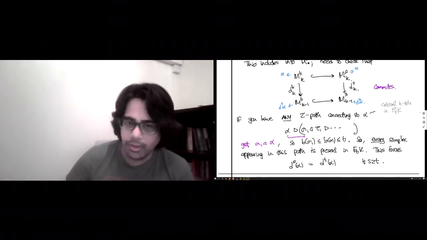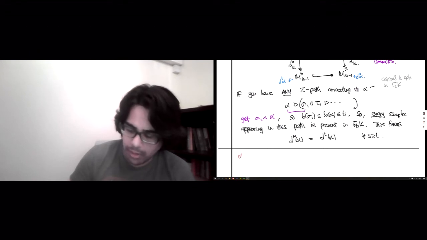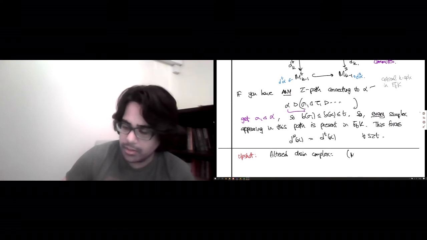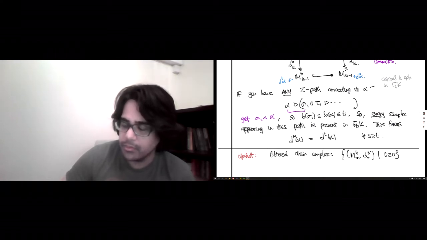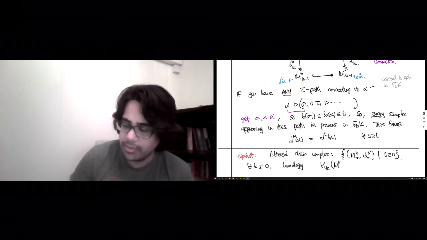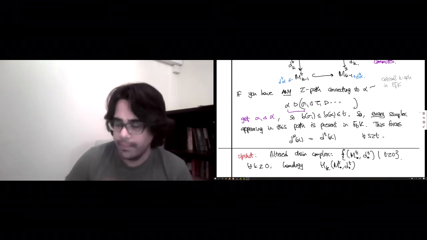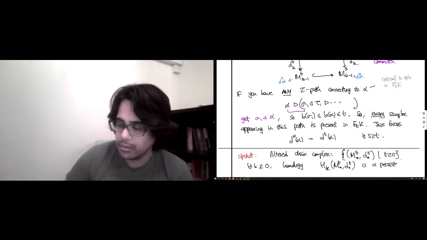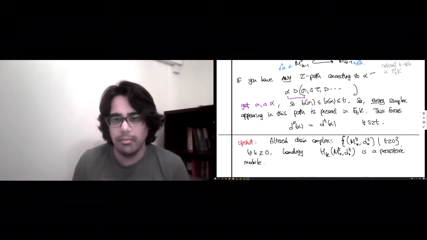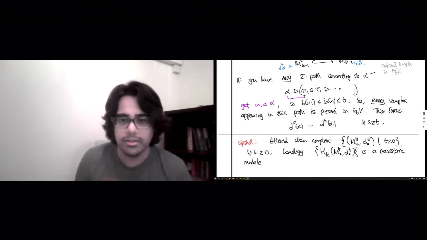Okay, so now what is the upshot? Is that we have a filtered chain complex, which is MT, DT for all t bigger than 0. So these are all nested sitting inside each other. And so for all k bigger than or equal to 0, the homology Hk of MT, DT is a persistence module. So it's a one-parameter family of vector spaces. So that's great. So this is for all t bigger than 0.